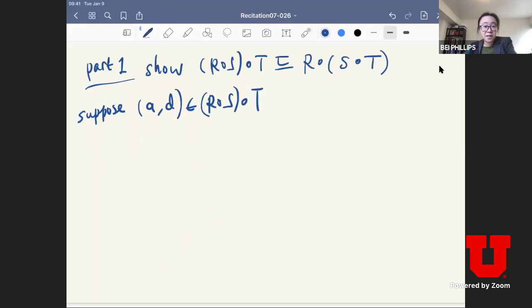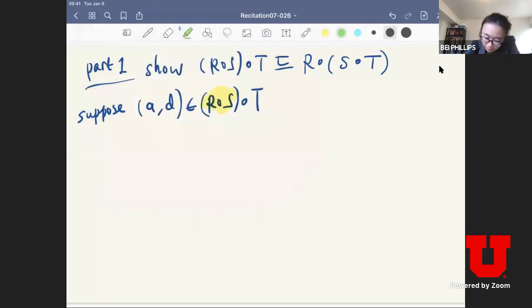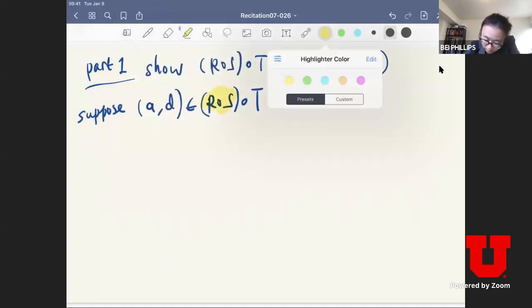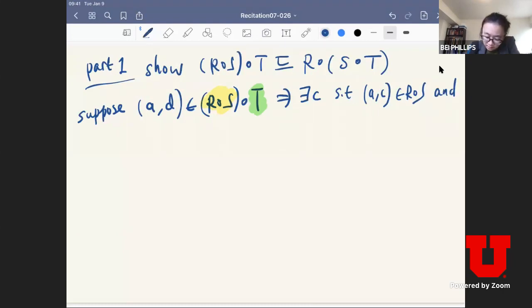So now, by definition, it belongs to the composition of a pair of relations, even though the first one is also a composition too, but on the high level, it's the yellow part and the green part. So this means there exists, because it's a part of a composition, a middle element C such that A of C is part of the first relation and C of D is part of the second relation.